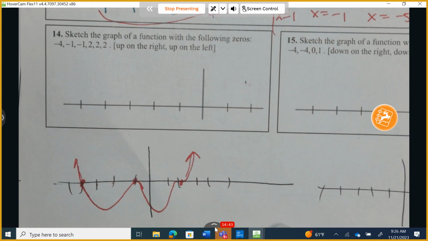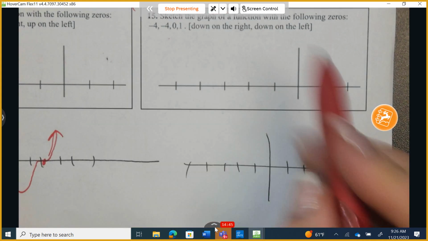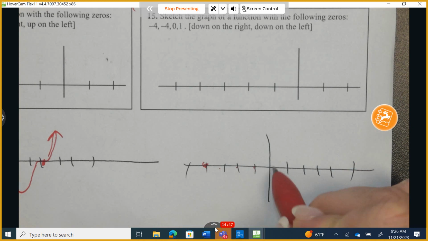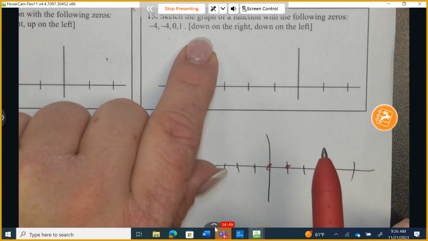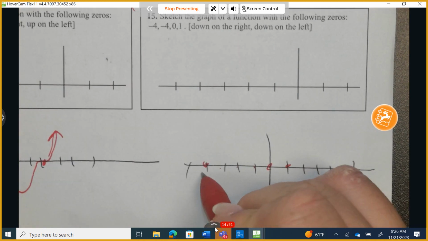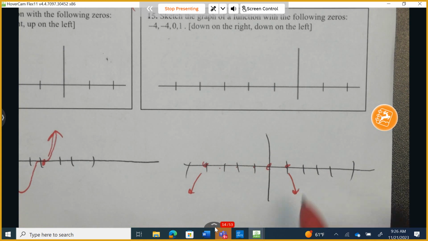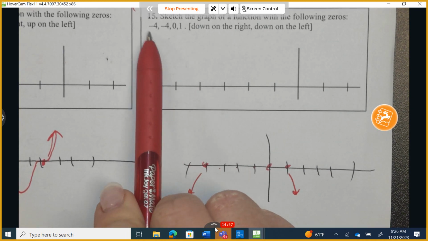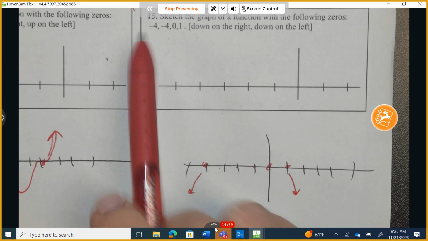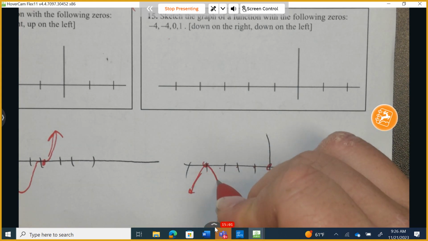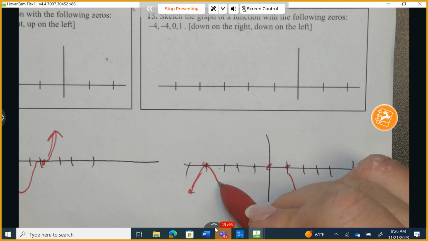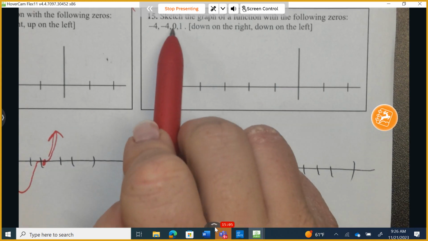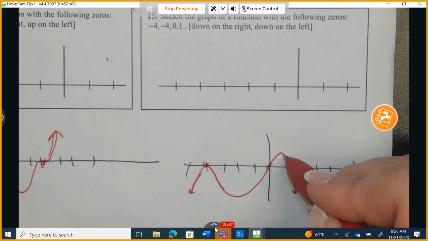Okay, let's look at our last one. I'm going to make dots at -4, 0, and 1. This one says down on the right and down on the left, so they're going to go down in both directions. -4 is listed twice. That means it has a multiplicity of 2. Multiplicities of 2 are going to bounce off. 0 is listed once, so it's going to go through. And 1 is listed once, so it's just going to go straight through.